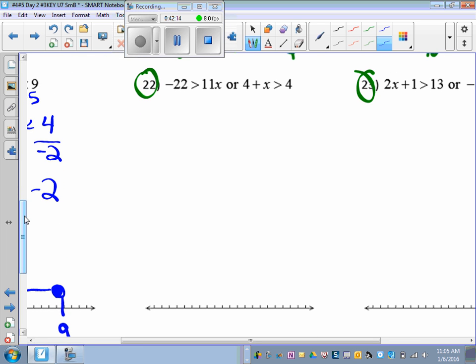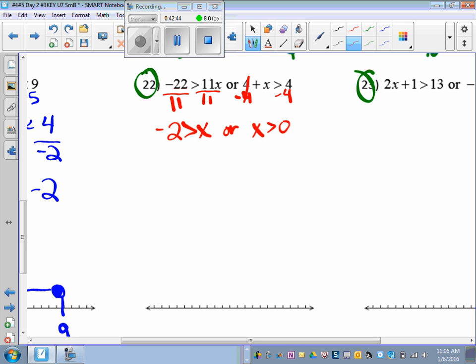All right, number 22. Joe, what's going to be my first step for number 22? Divide by 11 on both sides. So I get -2 is greater than x. What do I have to do to the right one? Subtract 4. Let's cancel, so I get x is greater than 0. It's fine to get 0. That can be part of our solution.